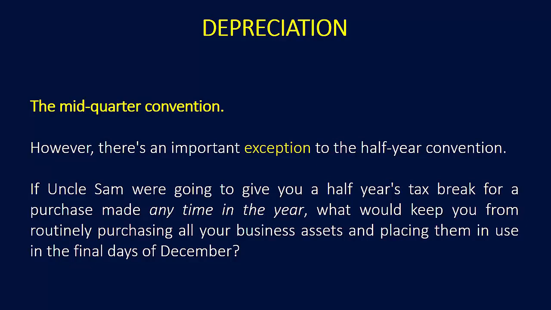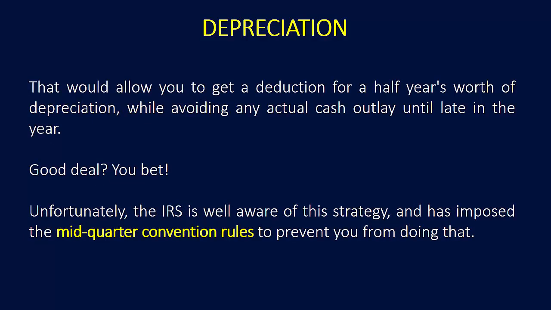There's an exception to this half-year convention, the mid-quarter convention. If Uncle Sam were going to give you a half-year's tax break for a purchase that's made any time during the year, then what's going to keep you from routinely purchasing all of your business assets and placing them in use in the final days of December? Well, that would allow you to get a deduction for a half-year's worth of depreciation while avoiding any actual cash outlay until later in the year. Good deal? You bet. But unfortunately, the IRS is well aware of this strategy, and they've imposed the mid-quarter convention rules to prevent you from doing just that.